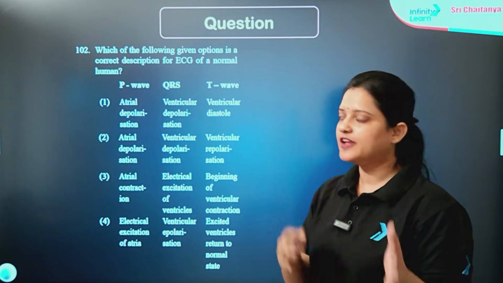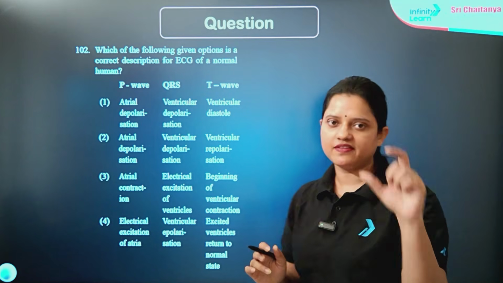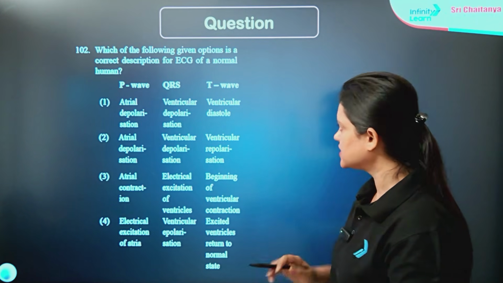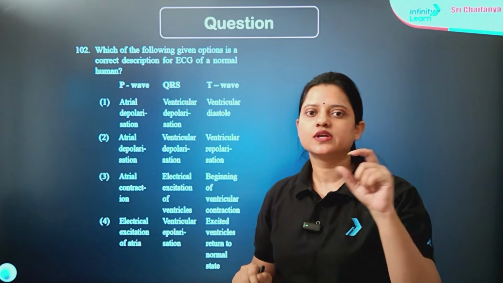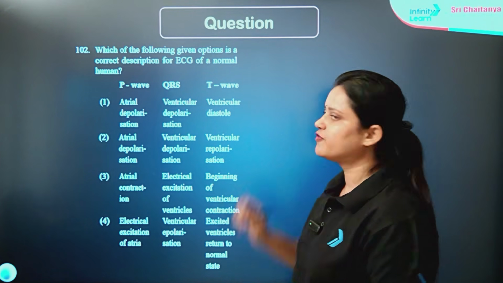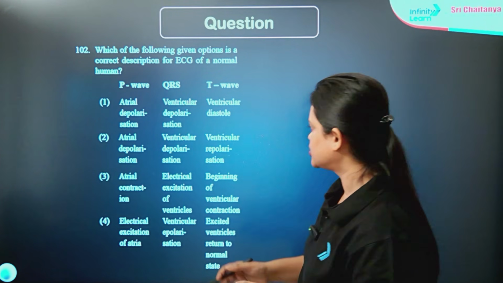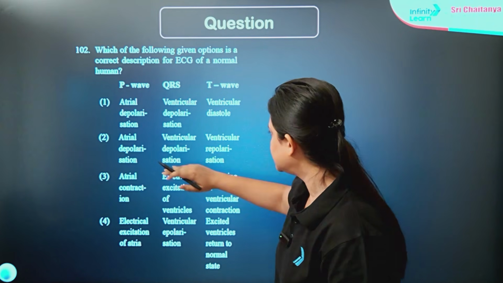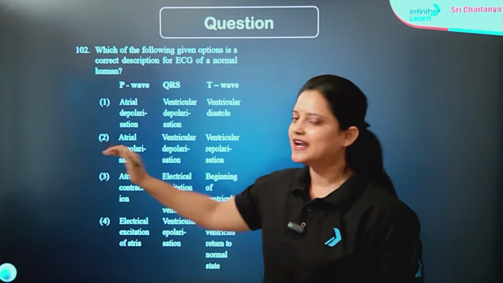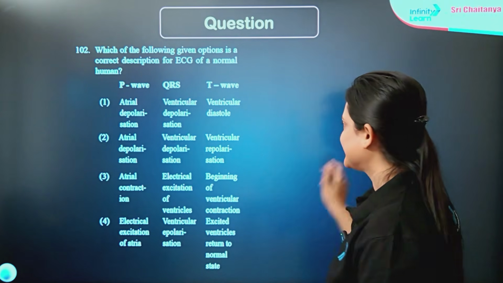Next, which of the following are correct for ECG? So we have the P wave, QRS complex, and T wave. The P wave is for atrial depolarization, the QRS complex for ventricular depolarization, and the T wave for ventricular repolarization. So atrial depolarization, ventricular repolarization. So yes, the correct answer here should be 2, right?